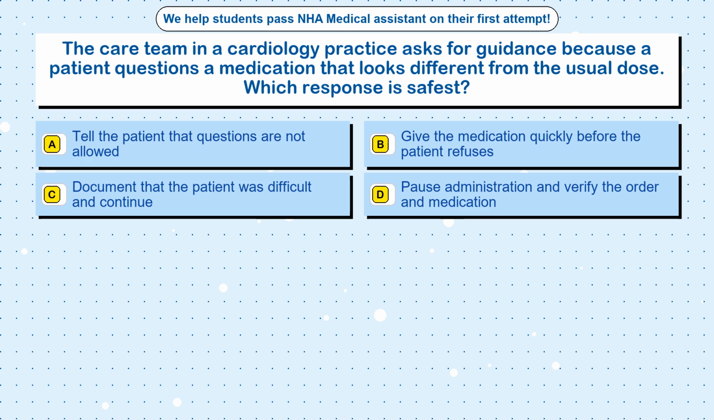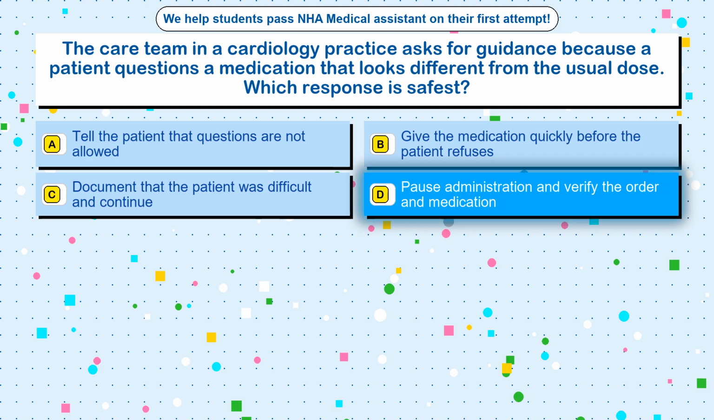Option A, tell the patient that questions are not allowed. Option B, give the medication quickly before the patient refuses. Option C, document that the patient was difficult and continue. Option D, pause administration and verify the order and medication.